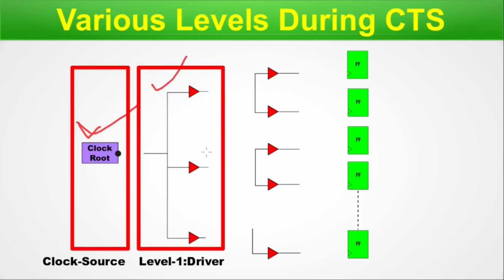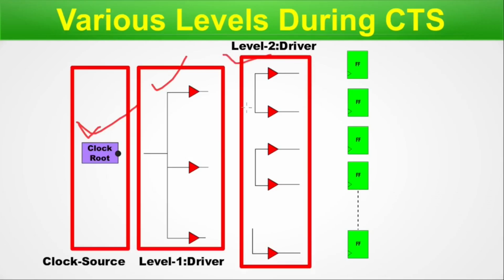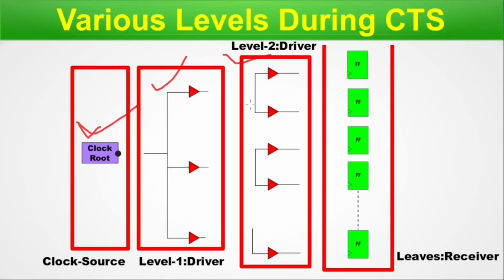These are planned and inserted through the clock tree synthesis. So this synthesis happens during the CTS. Next we have the second level of drivers here. These are the end product of the CTS. At last, we have the leaves, that means the receivers here.